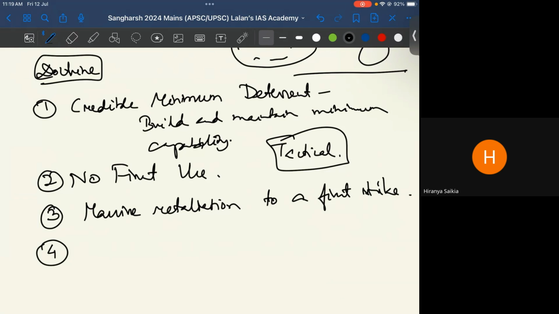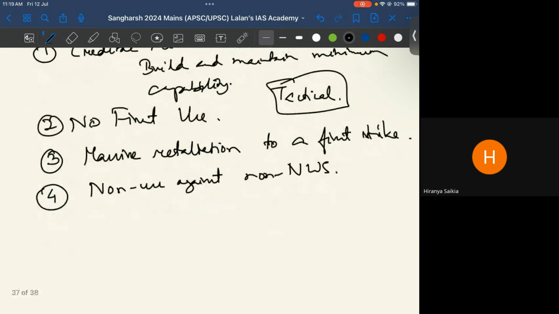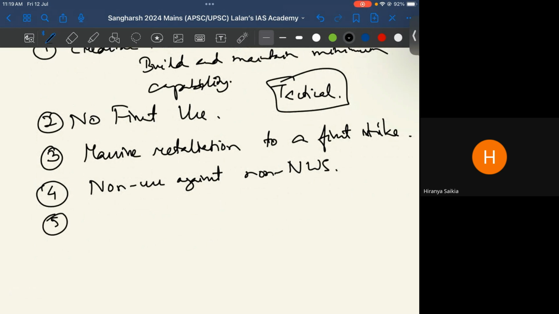Then next is non-use against non-nuclear weapon states. If Sri Lanka or Nepal fights with India, we will not use it because they are not nuclear weapon states. Also remember, massive retaliation to a first strike applies not only within India. If Indian forces are attacked outside India with nuclear weapons, then also we will be retaliating that way.